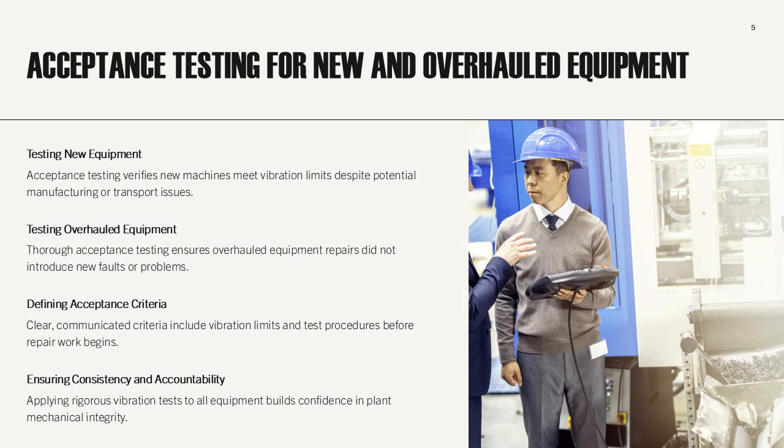Although new machinery is often assumed to be defect-free, experience shows that manufacturing tolerances, assembly errors, transportation damage, and improper factory balancing can all result in vibration problems. Acceptance testing verifies that the new machine meets the specified vibration limits under defined operating conditions before ownership is formally transferred to the plant. For overhauled or repaired equipment, acceptance testing is even more critical.